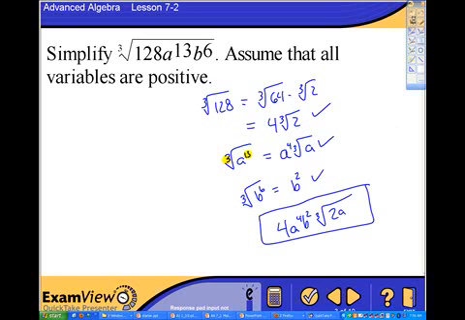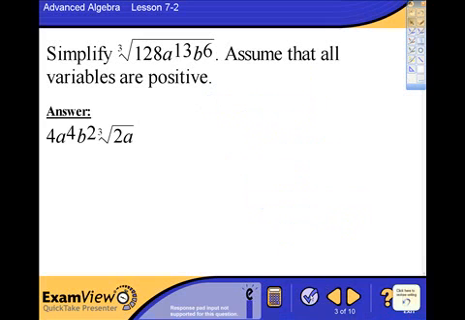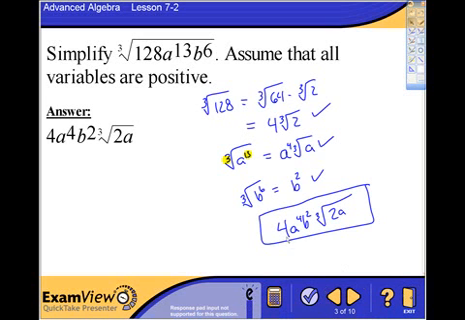Let's see how that compares to theirs. And that matches up. 4a to the 4th, b squared cube root of 2a. The font here isn't looking so good on the powers, but that's what they are. Why don't you go ahead and try this next one. Pause anytime you need to. If we're going faster, feel free to pause, rewind, watch it again, whatever you need to do so that this works for you.